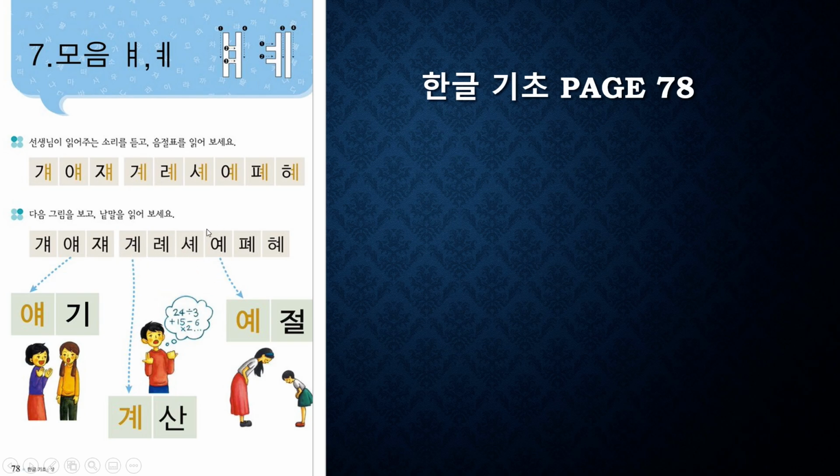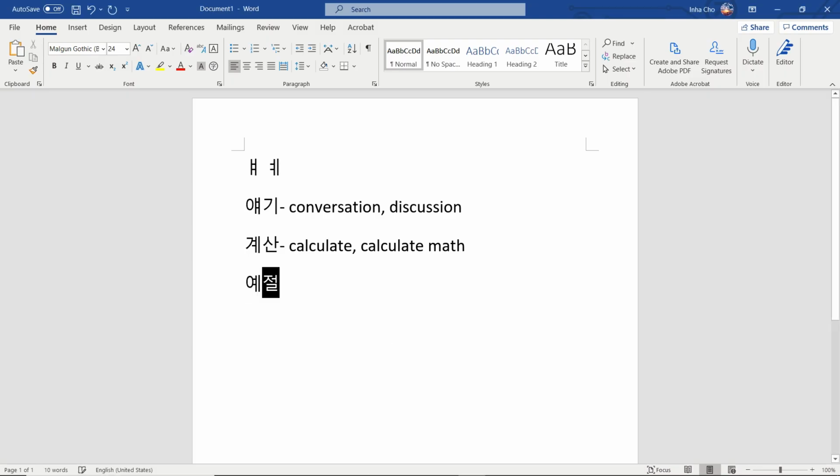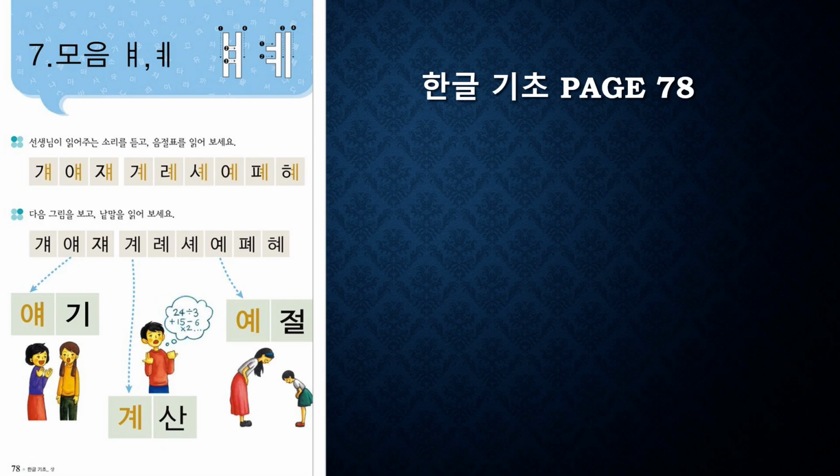예 again. Once again, they sound exactly the same, both of them, but this one is spelled differently in this version. So 예, and then 저, and then 리을 받침. 예절. 예절 means to bow, to show respect.